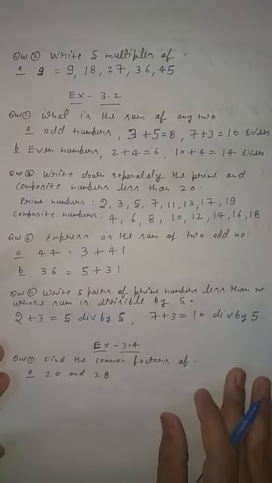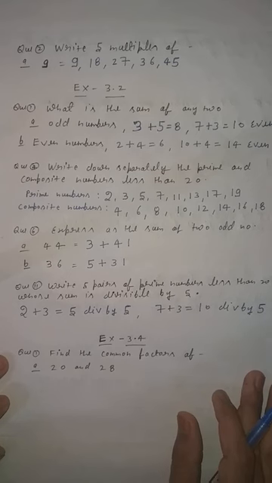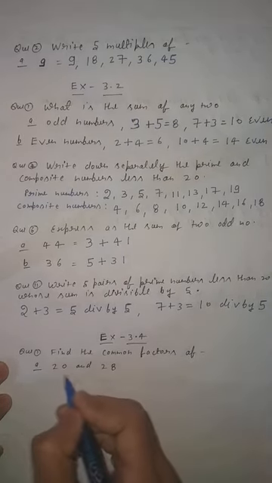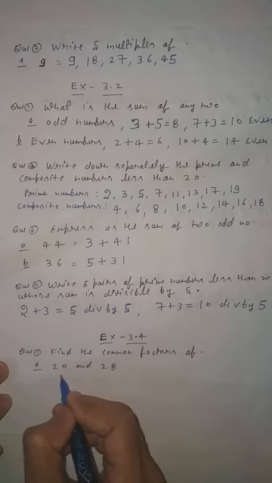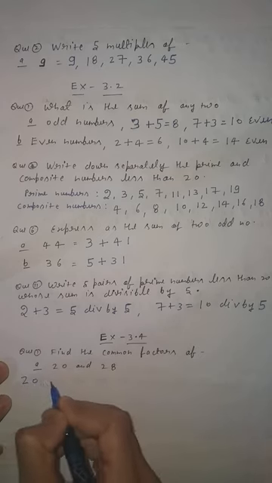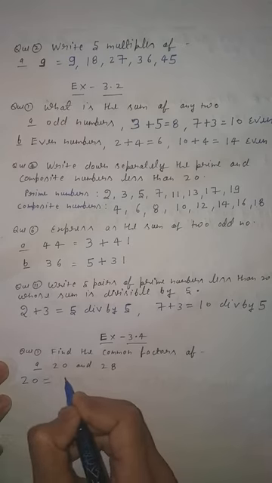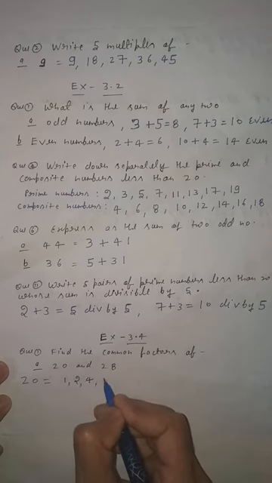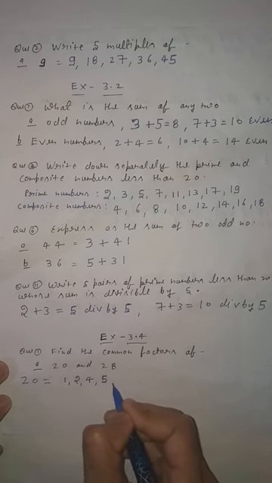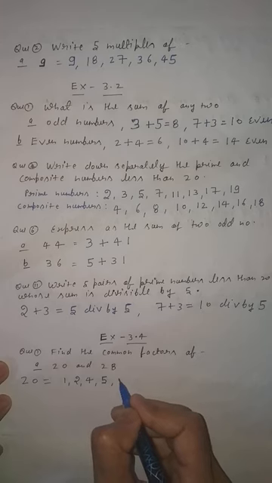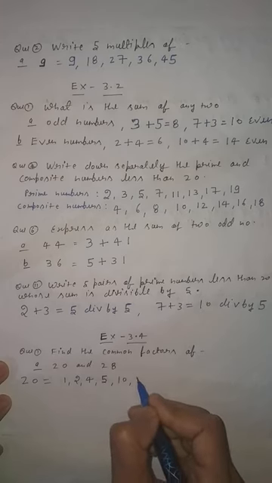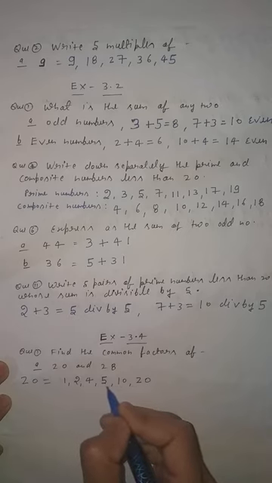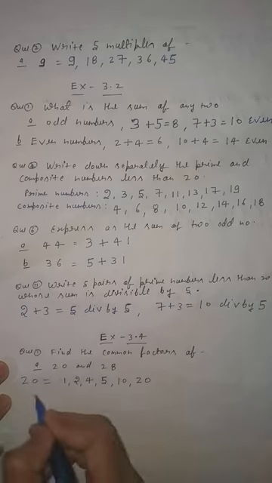Now next is find the common factors. Clear, students? So yesterday I explained the concept of common factor. First you will find out the factors of 20. Clear, students? The factors of 20 are what? You know, 1, 2, 4, 5 and any other 10. Next is 20. Means 20 is divisible by 1, 2, 4, 5, 10, and 20 itself.